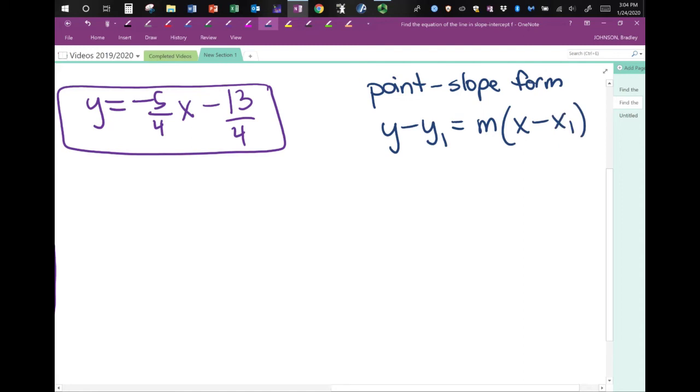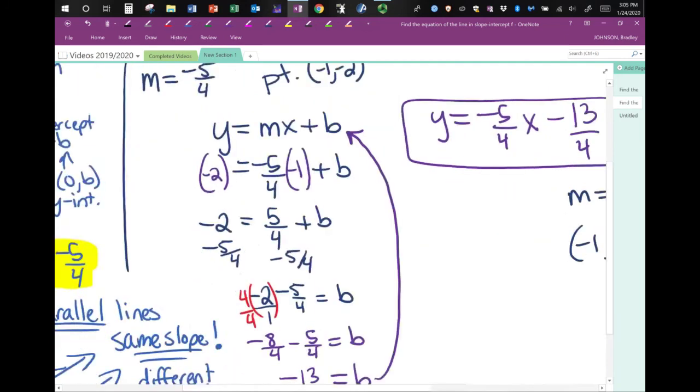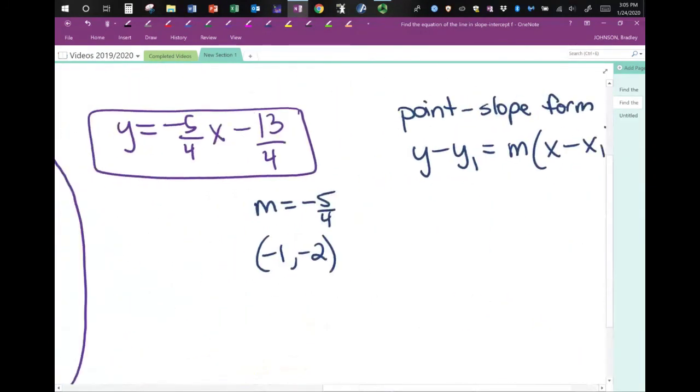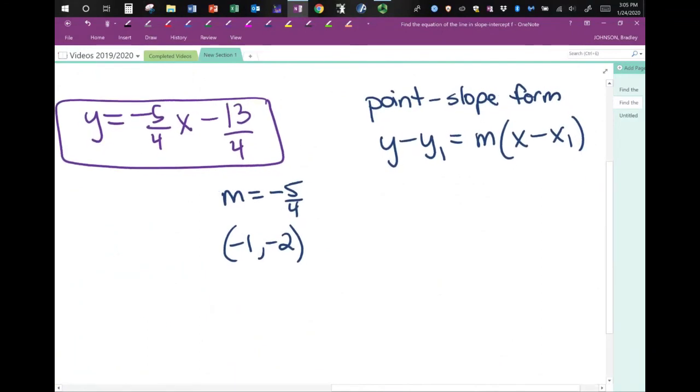And let's pretend that we're starting all over. Let's pretend that we only knew that the slope was -5/4, and we only knew the ordered pair -1, -2 from earlier. Now, let's plug in what we know. I'm going to treat this as x1, y1 now, which is just like how I treated it earlier, but I just called it x and y without the 1s. The 1 is just letting me know I'm plugging in a value.